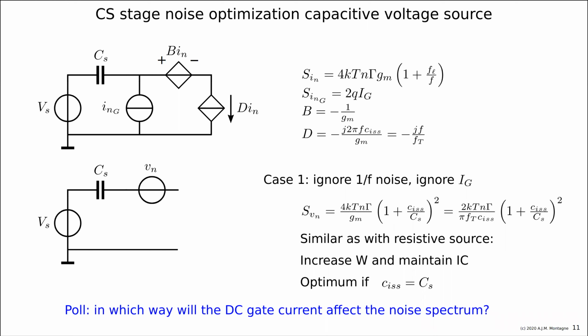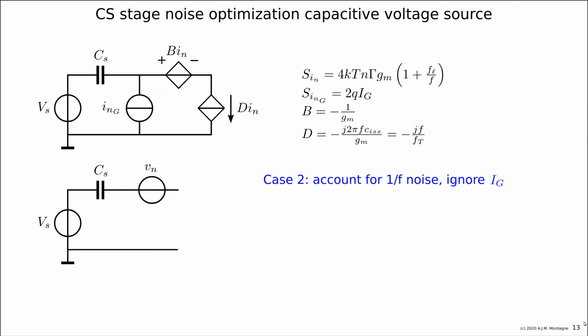We ignored the 1 over F noise, but we don't ignore the gate noise. So you can even think, if it would be the gate current plus 1 over F noise, we would even see a part of 9 dB per octave. So that's the answer to the question.